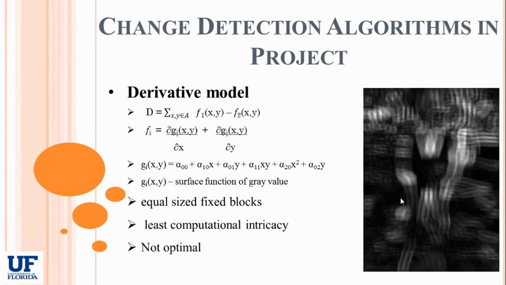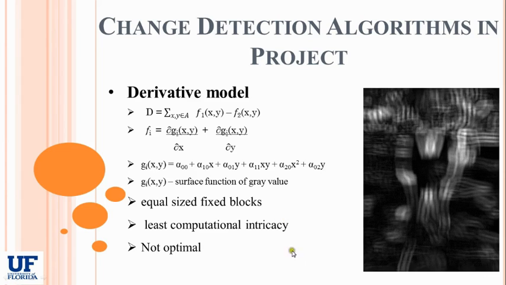So let's start with the M derivative model. How to detect these changes? You first have to be able to take image 1 and image 2, and what you do is you deduct them, one from the other, and the amount of variation that is seen, when it exceeds a certain threshold, you can see a change has occurred.